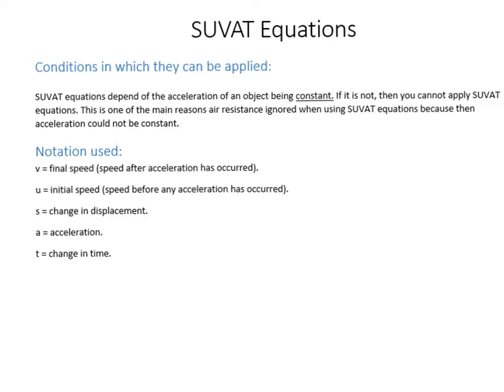The other thing you need to know is the notation that is being used in the equations. So we've got v, which is your final speed. We've got u, which is your initial speed. s is your change in displacement. a is your acceleration, and t is the change in time. So that's the notation that will be used in subsequent slides to make them more brief.